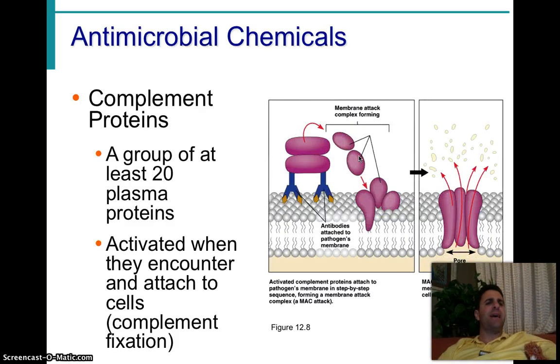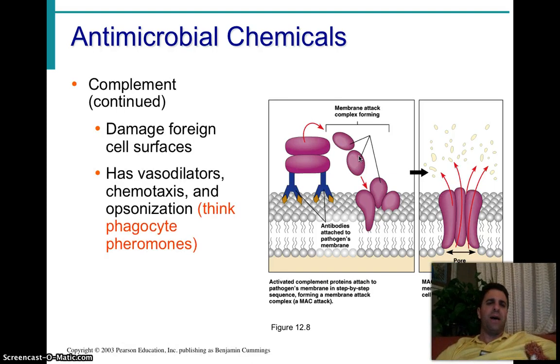The last part to today is talking about antimicrobial chemicals. And this gets a little bit complicated. We'll only touch on these. There's a system of proteins called complement proteins. And these help to complement the immune system. There's about 20 of them. And they work to bring the immune system cells to the appropriate cells, to target them, and to also cause damage and so on.